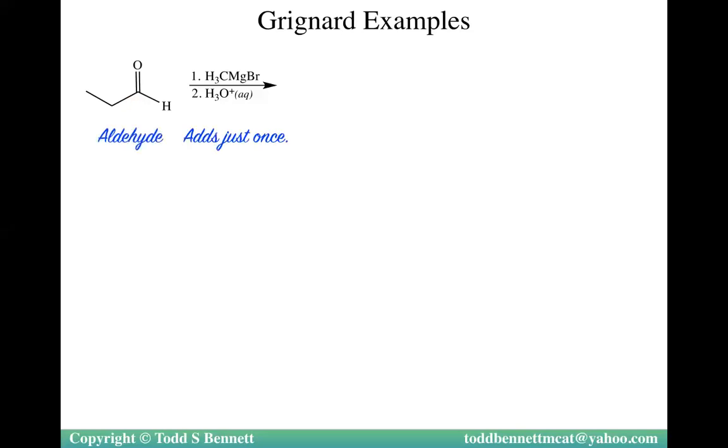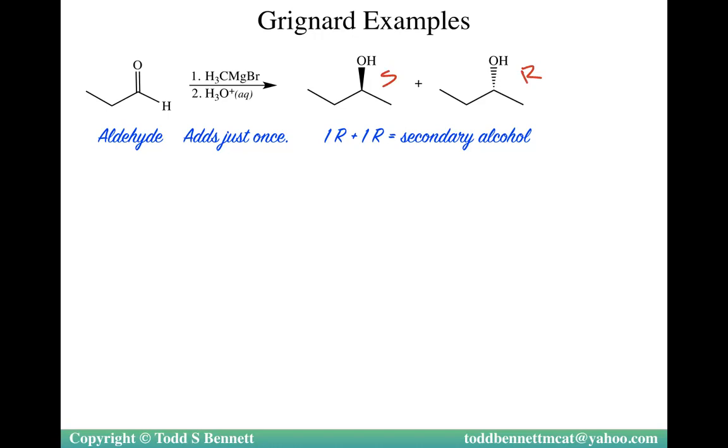So with an aldehyde, it undergoes addition, meaning it adds just once, and you form the alcohol. So 1 R group on here, the ethyl, plus 1 new R group, in this case the methyl, result in an alcohol with an ethyl, a methyl, and then the H. You'll notice that you get both the S and the R alcohols. So a 50-50 mixture, so no optical rotation.